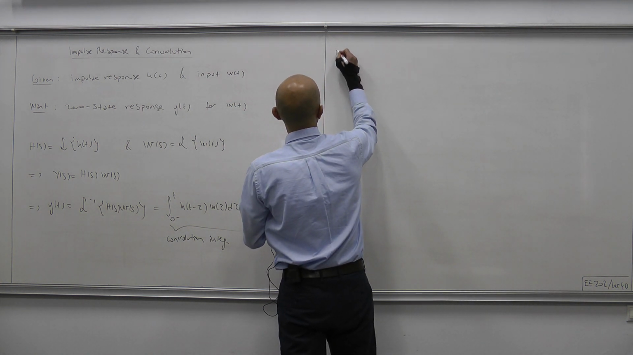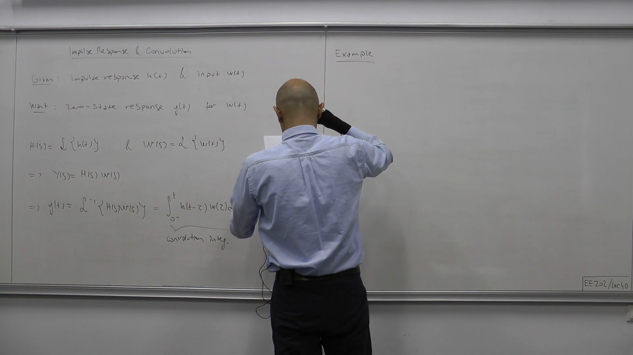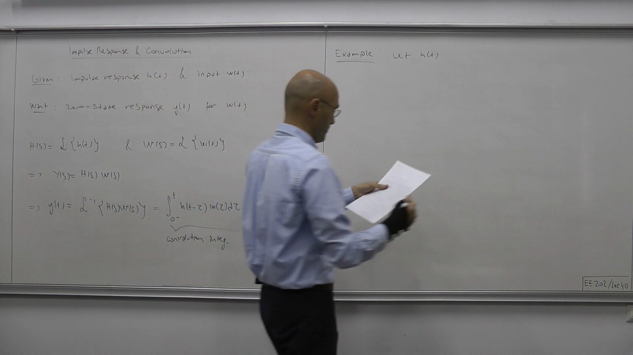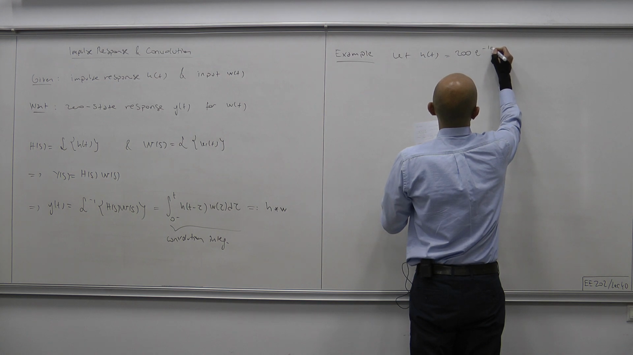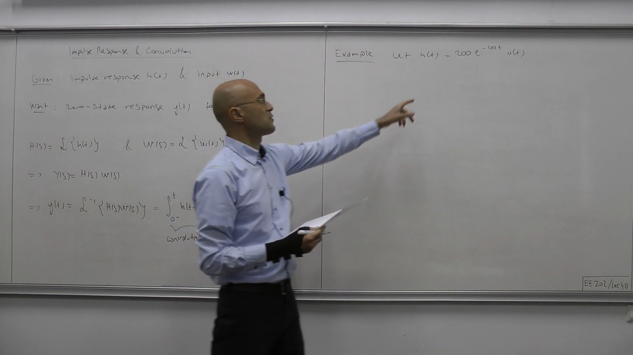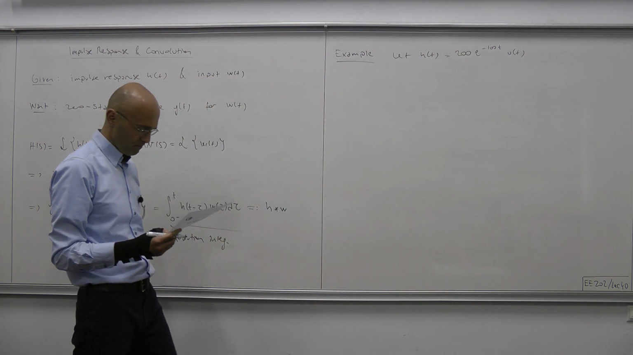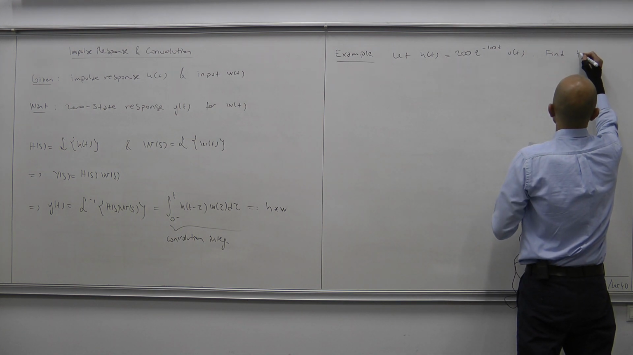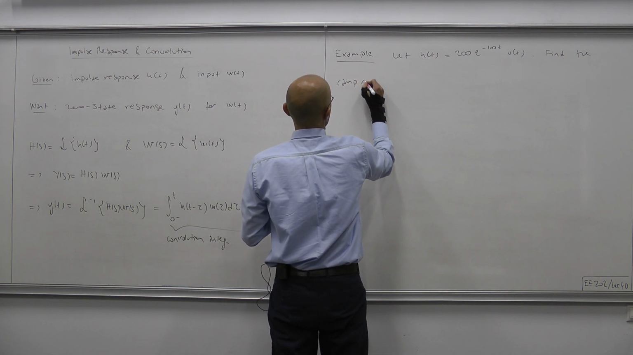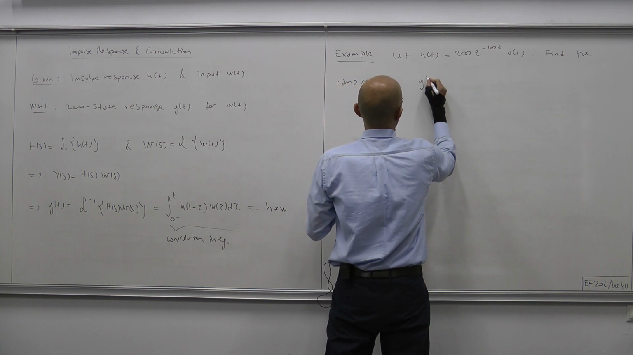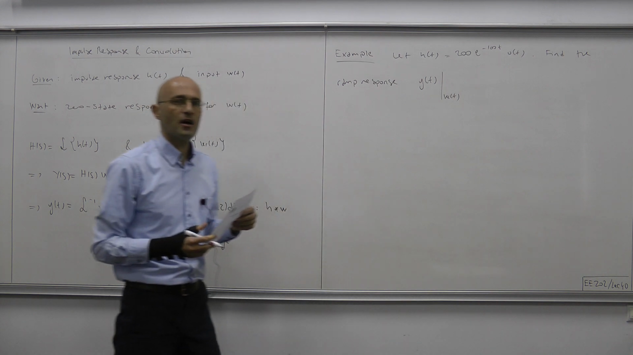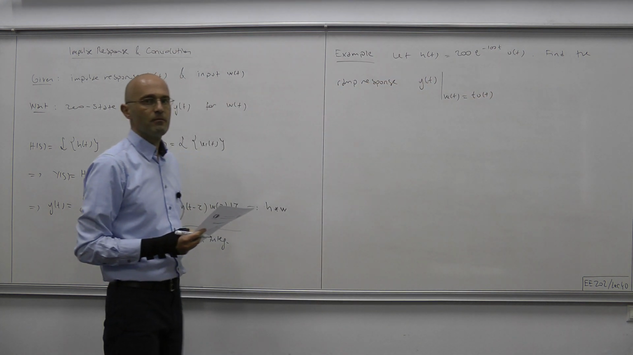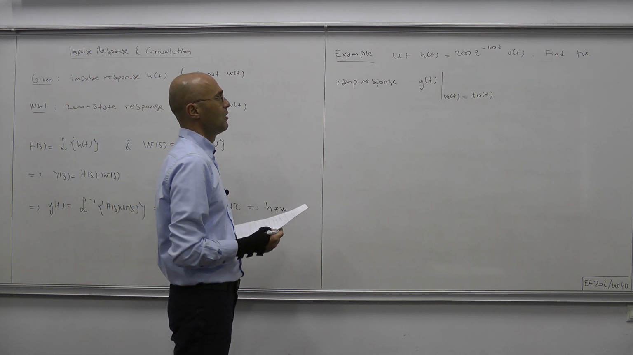Okay, here is our example. Suppose that the impulse response of a circuit is 200 e to the minus 100 t u of t. So it's clear what the transfer function is. It's 200 over s plus 100. And for this impulse response, find the ramp response y of t when all the initial conditions are set to 0, and for the input we apply a unit ramp, namely w of t is t times u of t, a function that climbs with a constant slope of 1.